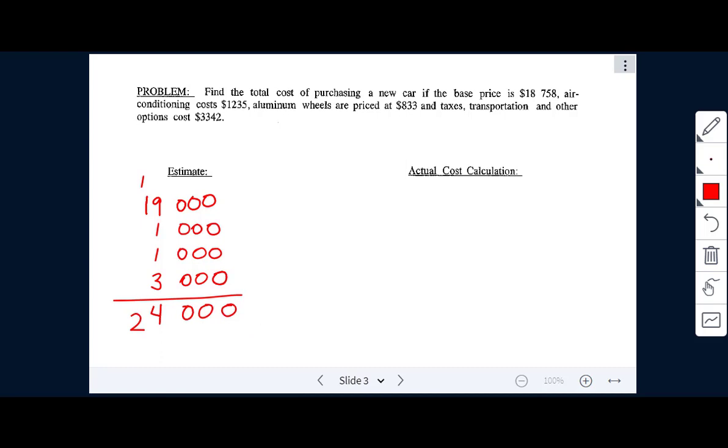Let's go over the actual cost calculation. So the first thing we have to do is line up all our costs, all the prices. So 18,758. And then we have 1,235. Next we have 833. And lastly, 3,342. So very important that everything is being lined up correctly on place values.